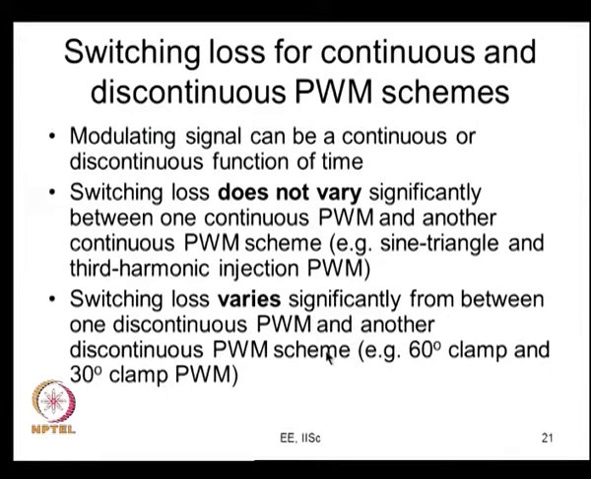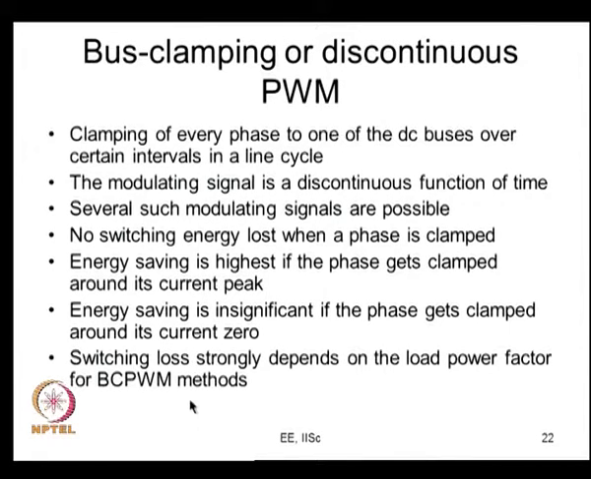So, under the same operating condition, 60° clamp would give you some switching loss, 30° clamp would give some other switching loss. Why so? See, because bus clamping PWM, what they do is they clamp every phase to one of the DC buses over certain intervals. Which interval, which phase, that changes from PWM method to PWM method. For example, 60° clamp would clamp every phase in the middle 60° duration of its voltage half cycle. 30° clamp would clamp every phase during the middle 30° duration in every quarter cycle. So, where it clamps changes now, and the modulating signal is a discontinuous function of time, which we have already seen. Several such modulating signals are possible.